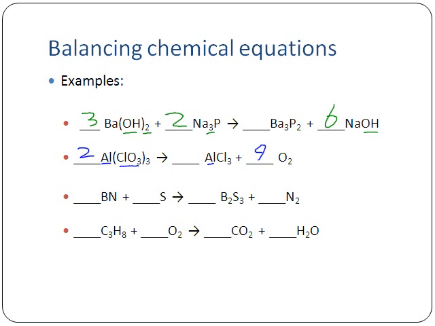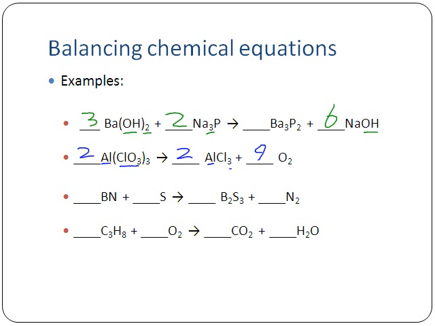But in doing so, I now have 2 aluminums on the left, so I have to put a 2 out here to balance the aluminums. And then from that, I have a total of 3 chlorines times 2 is 6 on the left, and on the right, I have 2 times 3, which gives me 6. And so 2 Al(ClO3)3 yields 2 AlCl3 plus 9 O2.